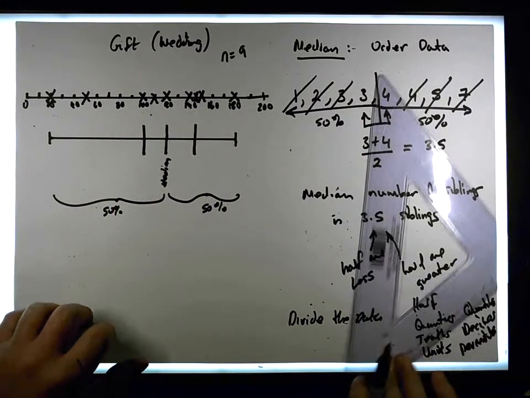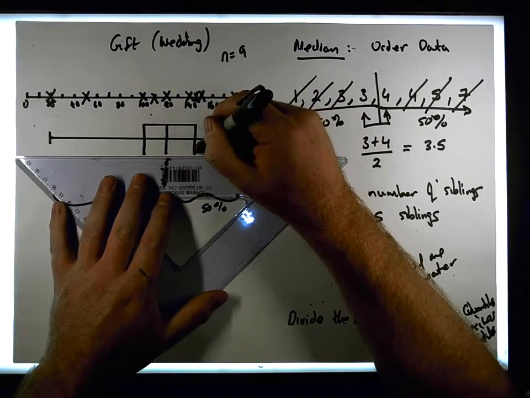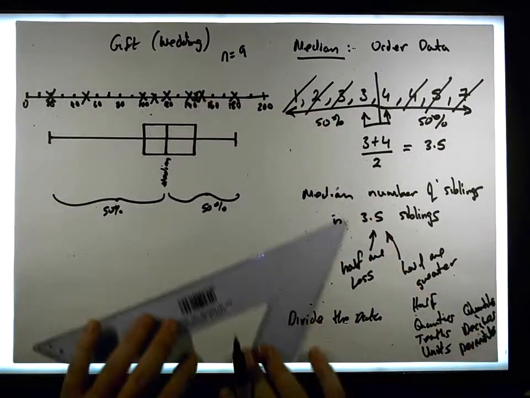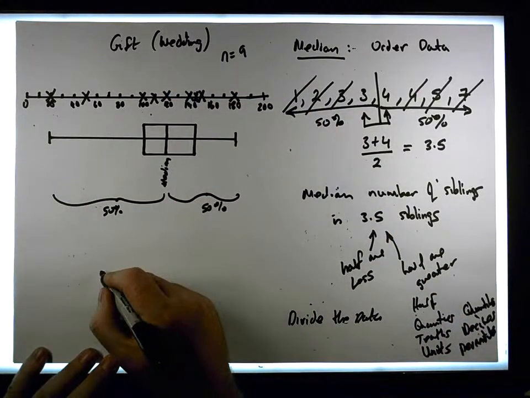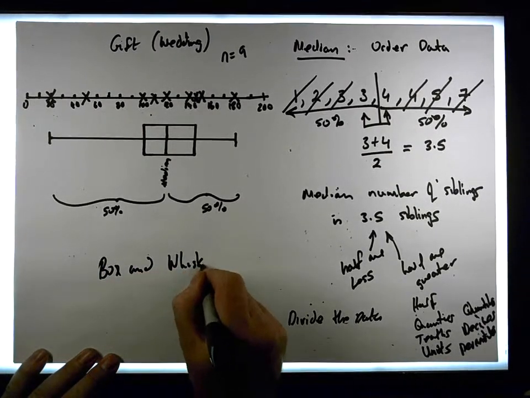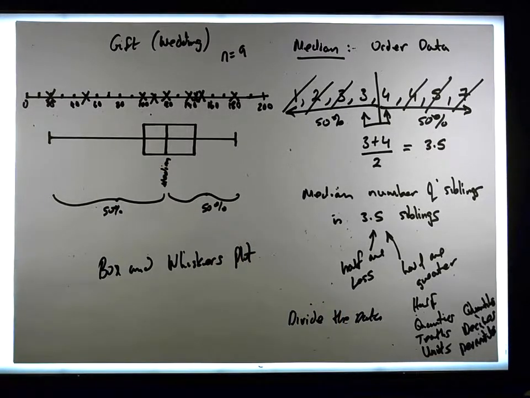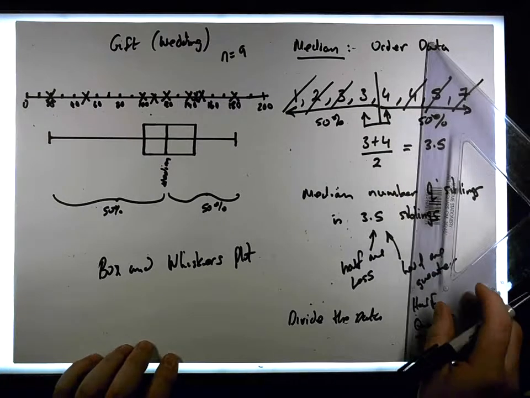So what I'm going to do is put a bar around this here, like this, and a bar here. And what we've now generated is what's known as a box and whiskers plot. So we have our box and whiskers plot now. You've probably seen these plots. What they represent is, how do we interpret them?